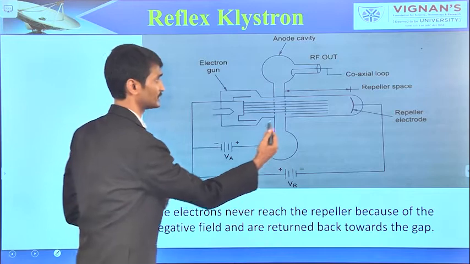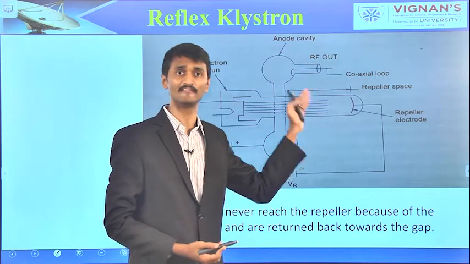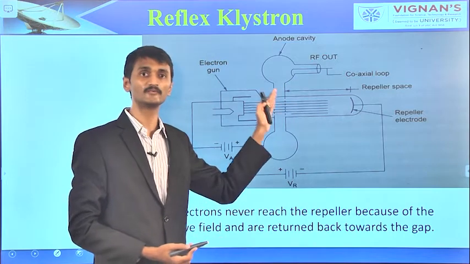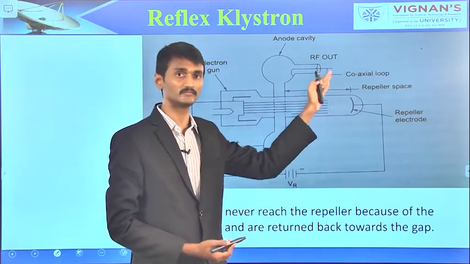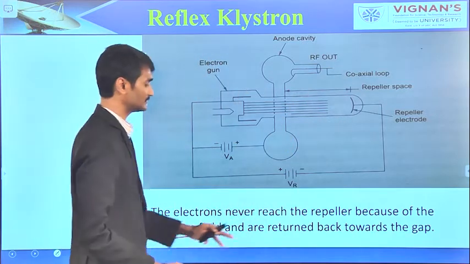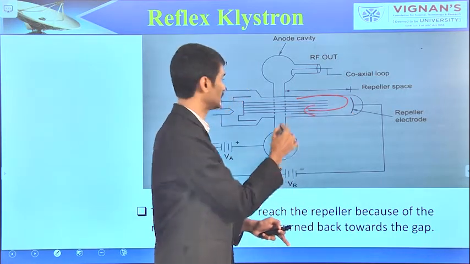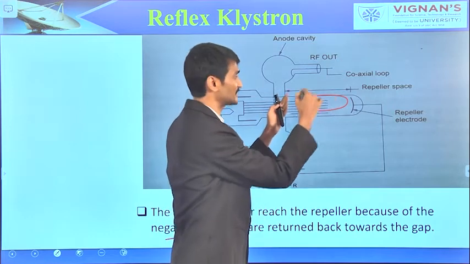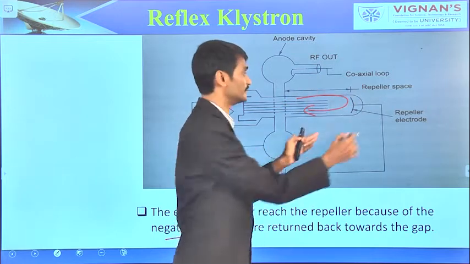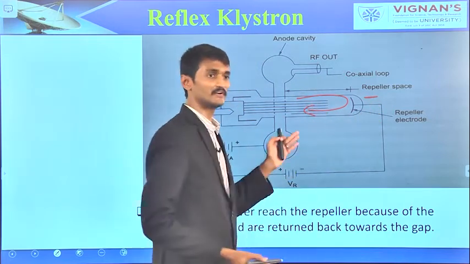And these electrons traveling towards the repeller electrode will never reach the repeller because of the negative field. They are returned back towards the gap again. They will not reach the repeller electrode because it is negative, and the charge of the electron is also negative.